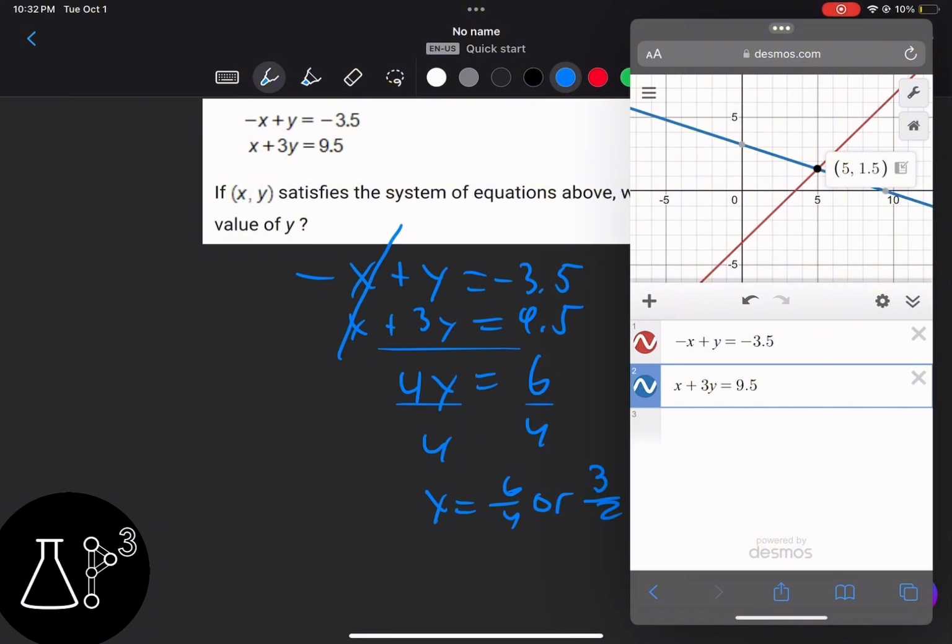And if we do 3 divided by 2, we get 1.5.